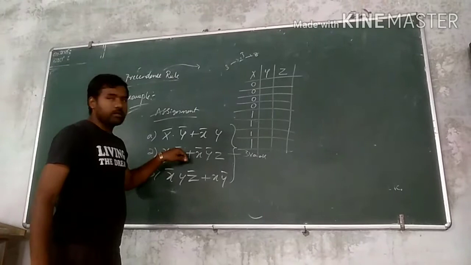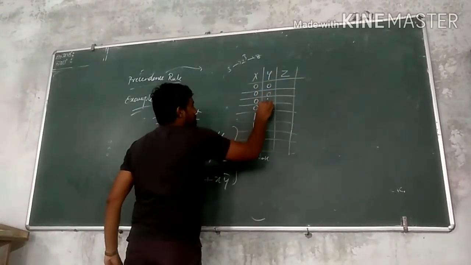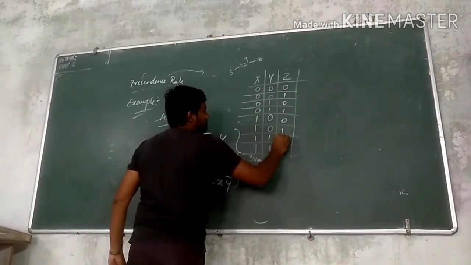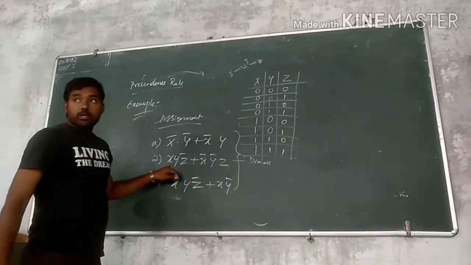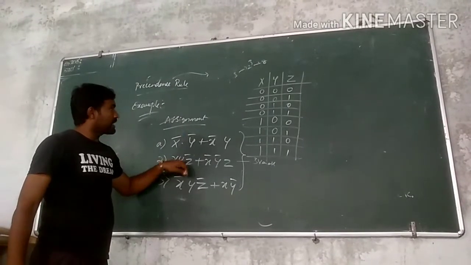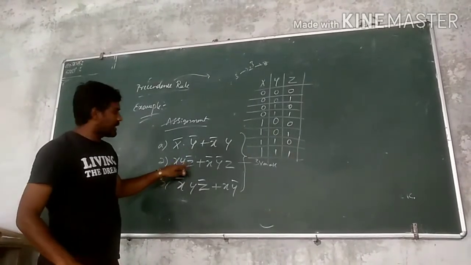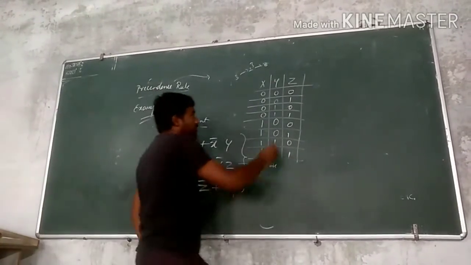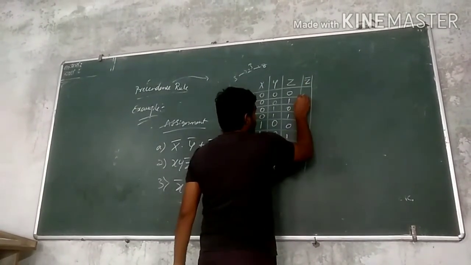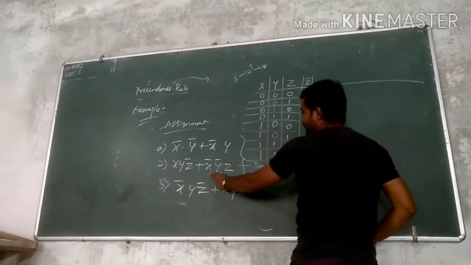x y z complement. We already have the x value, y value, z value. Let us go for this one, x y z complement. First find out whether we have the values of x and y. Of course we have x and y. What about z? We don't have the z complement value here. So first find out the z complement.